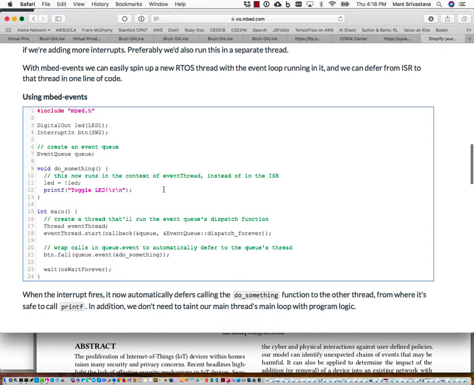But the cleaner thing they have, and this is a pretty powerful abstraction that they have created, is a notion of an event queue. And the idea is that one party or more parties can deposit events in the event queue. And these events are actually pointers to functions.